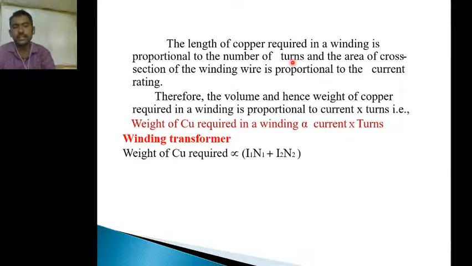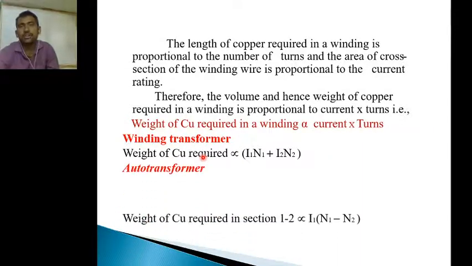So for a two-winding transformer, on the primary side we have N1 turns and on the secondary side we have N2 turns, and the primary side current is I1 and the secondary side current is I2. Since the copper requirement is directly proportional to the current-turns product, the weight of the copper is I1 N1 plus I2 N2.